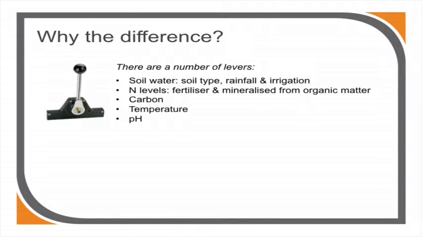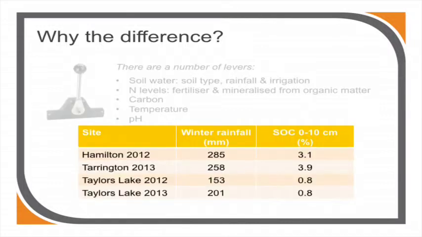Comparing the high rainfall Hamilton and Tarrington sites versus the Horsham and Taylors Lake sites in 2012 and 13. As you can see, a fair bit more winter rainfall down south, but multiple times the level of soil organic carbon, SOC, in the topsoil. So a lot more labile carbon available to contribute to that mineralisation and also to those processes that are resulting in our N2O emissions.